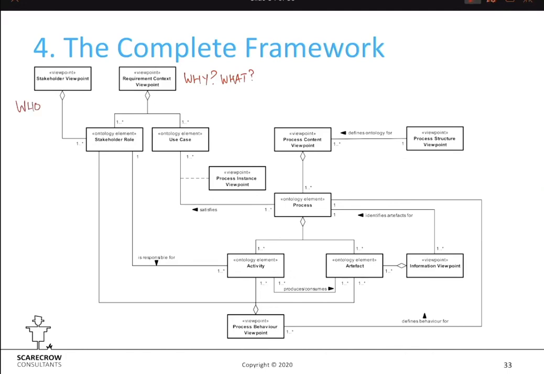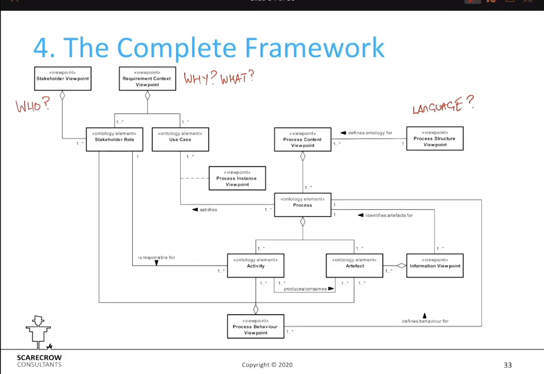Technically, they don't have to be people, but who are the stakeholders involved in either carrying out the processes or consuming the results of the processes. We have the process structure view. So this is the language that you use in an organization. And actually, once you've done that, that language should be the same. If you create a new process, it should still use the same terms like artifact, activity.